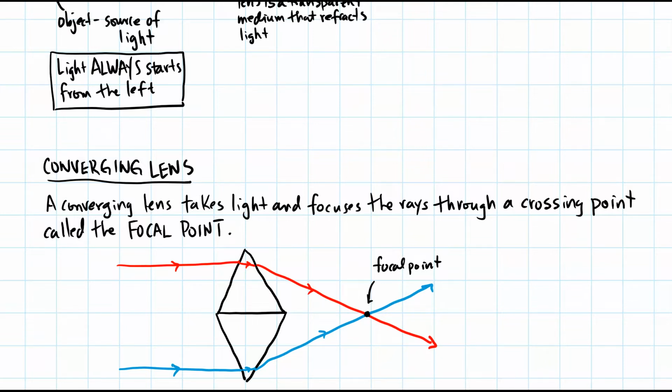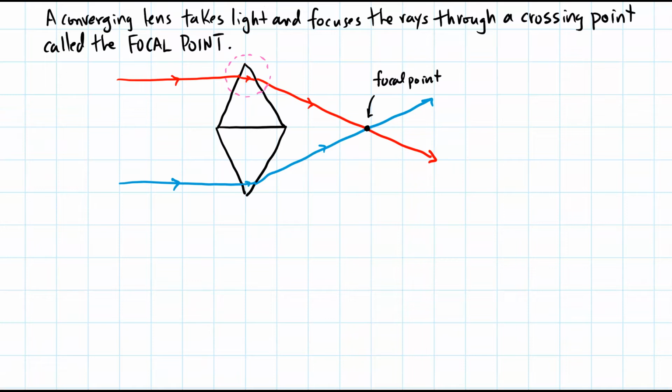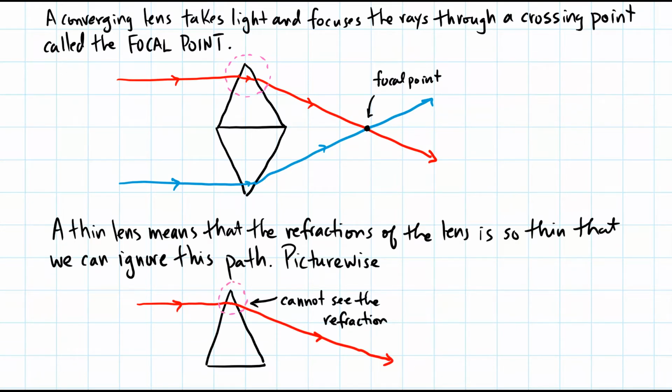Now, a very important piece of the lens here is this area right in here. This is where I want to focus on. In this course, we deal with the type of lens known as a thin lens. A thin lens means that the refraction of the lens is so small or thin that we can ignore this path. Picture-wise, I can't even tell that there's a refraction. So a thin lens is a curved surface, and we now draw this picture.